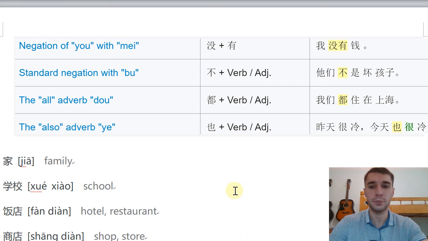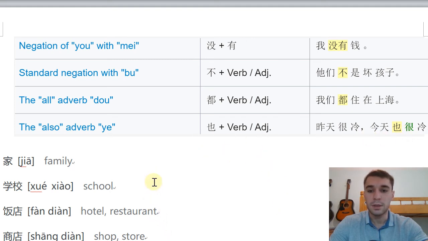Okay, next topic. The last topic, the adverb 也. So 也 means also or too. And this 也 we write in the same place: after the subject and before the verb or adjective. For example, 昨天很冷, yesterday was cold. 今天也很冷, so it's cold today too.